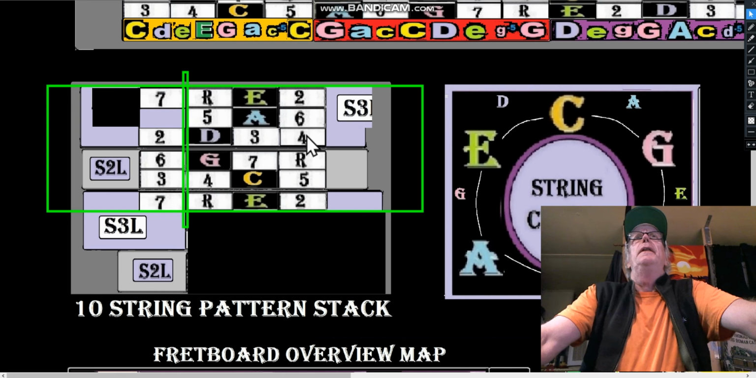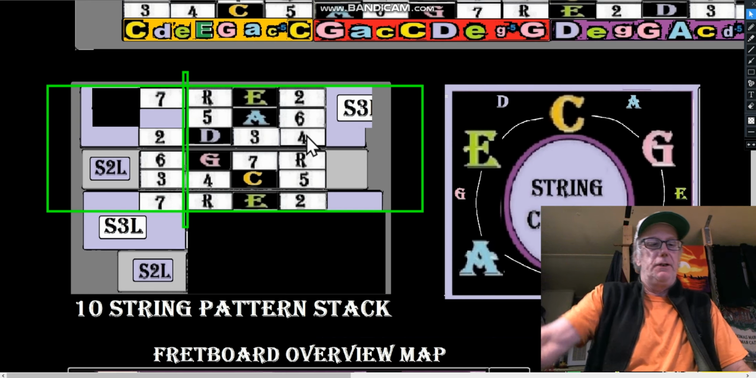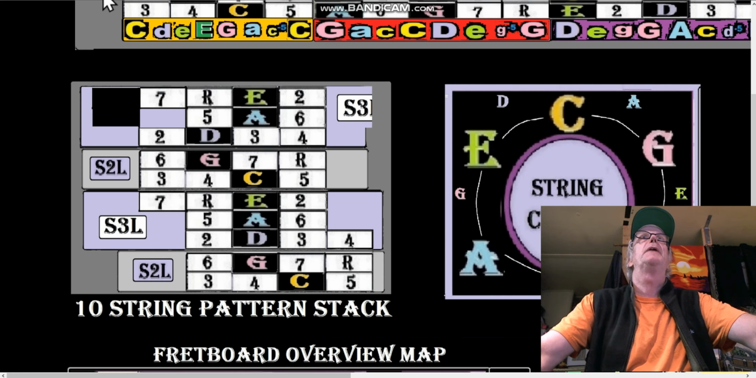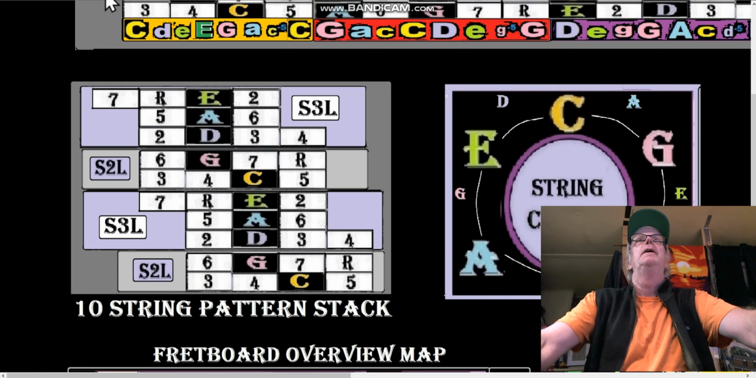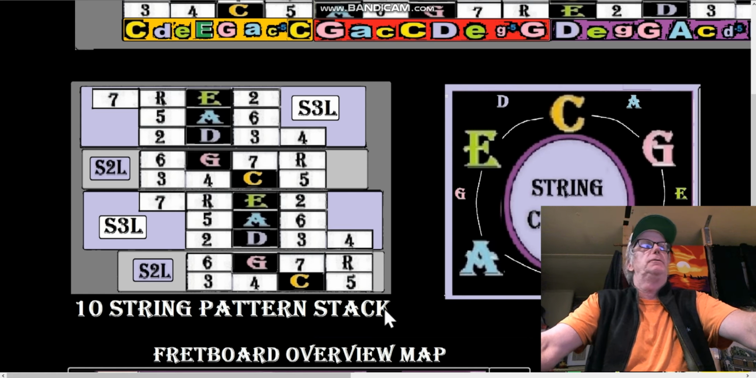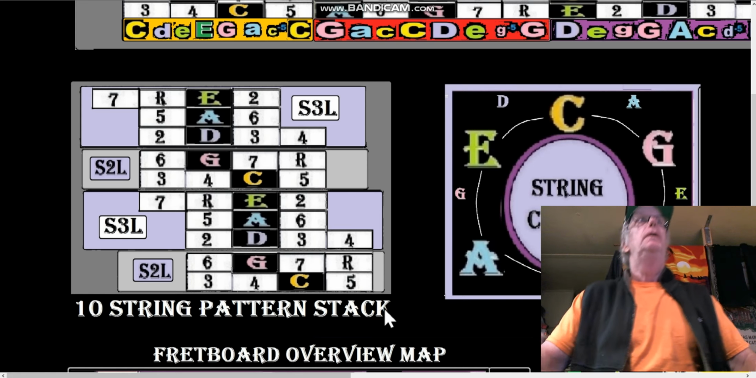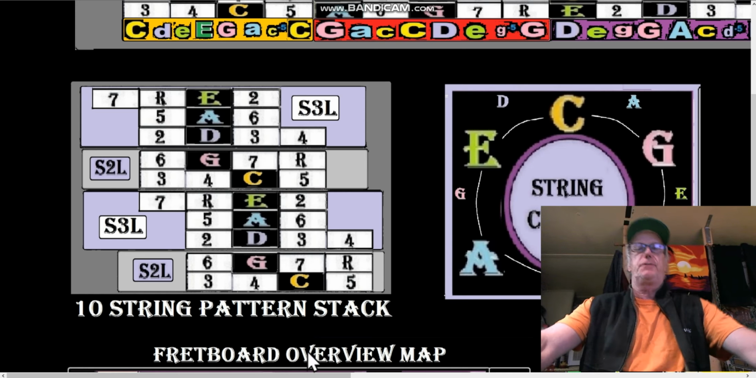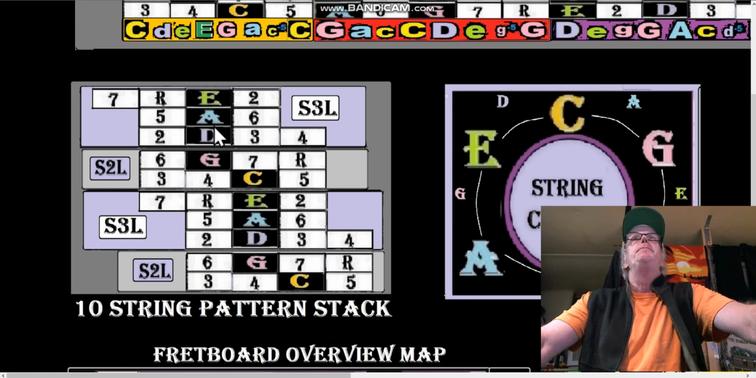So that's one of the builds that we can do. And we'll just set the pattern back the way it was. So this is the 10 string pattern stack. The reason why the 10 string pattern stack is in perfect fourths is because we're going to apply these same patterns, the S2L and the S3L.